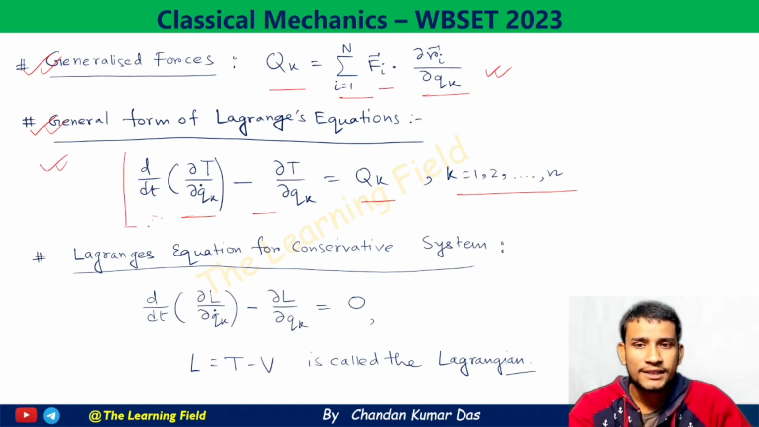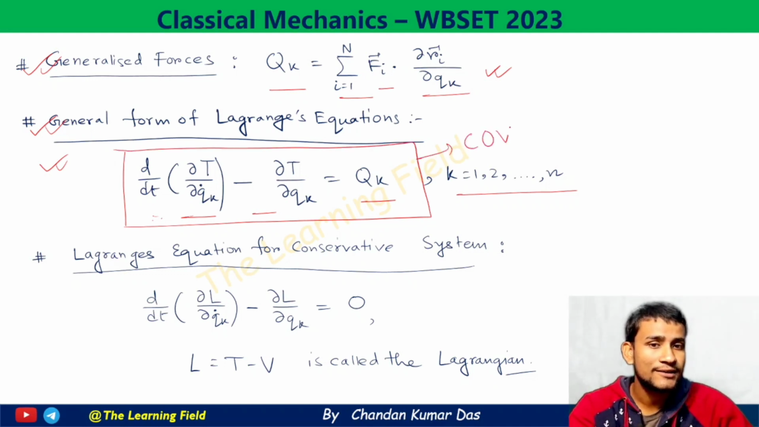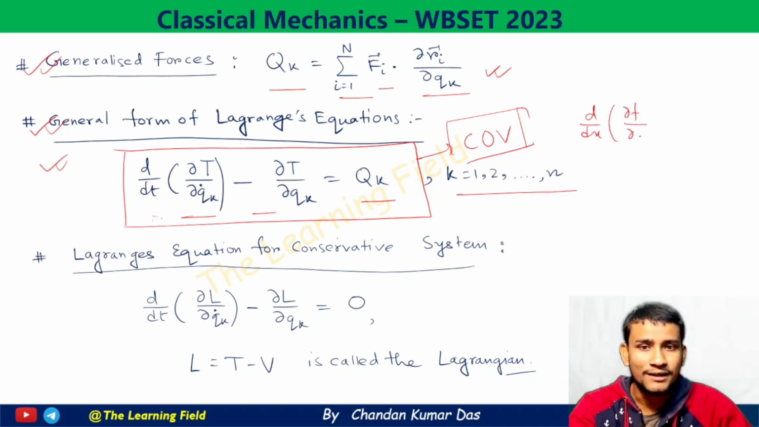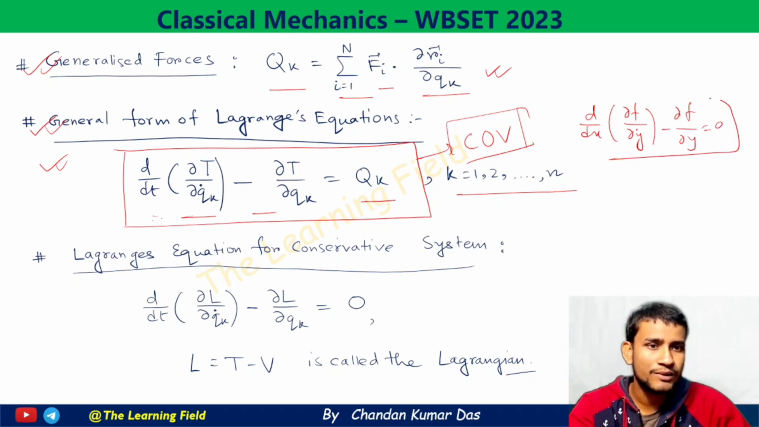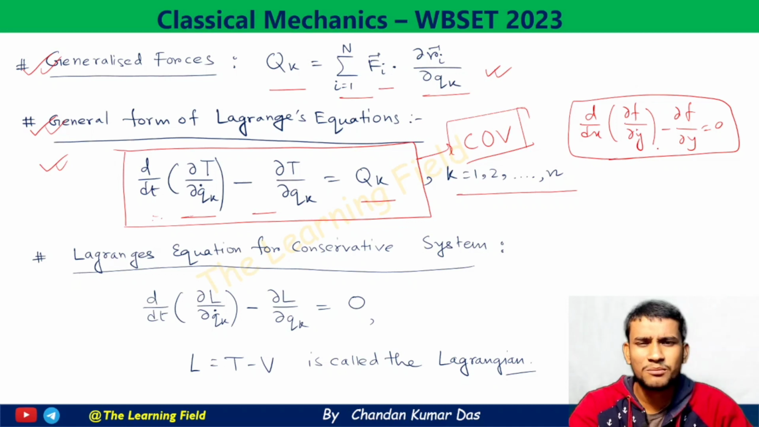I think you all use similar equations in the calculus of variations. The Euler-Lagrange equation is d/dt of del f/del y dot minus del f/del y, and this is equal to 0. I think we read this type of equation in calculus of variations. The variables may be interchanged; I just write these two variables here.